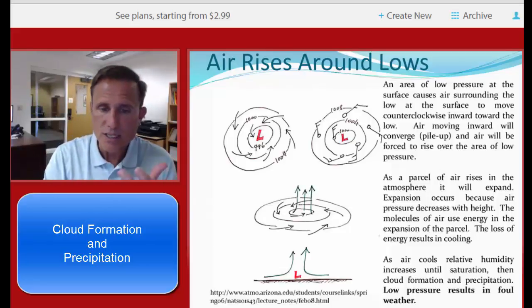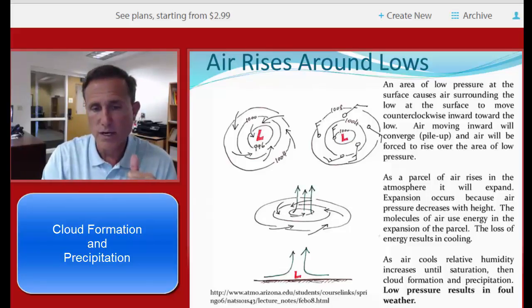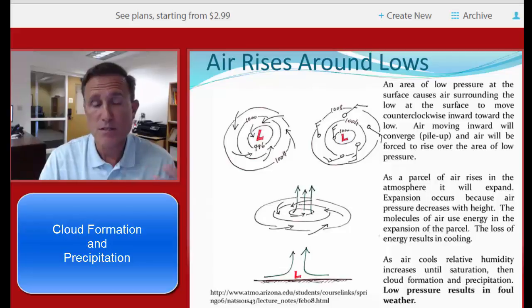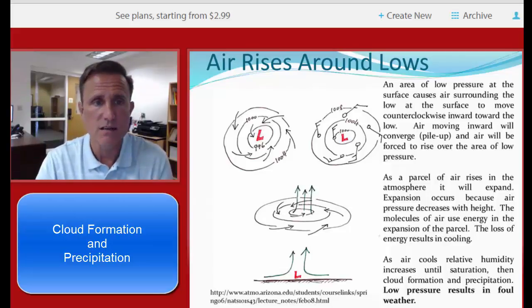As air cools, its relative humidity increases until saturation, then cloud formation, then precipitation. So low pressure basically results in foul weather. Low pressure causes air to rise, and that's where you're going to get cloud cover and precipitation. So low pressure results in foul weather.